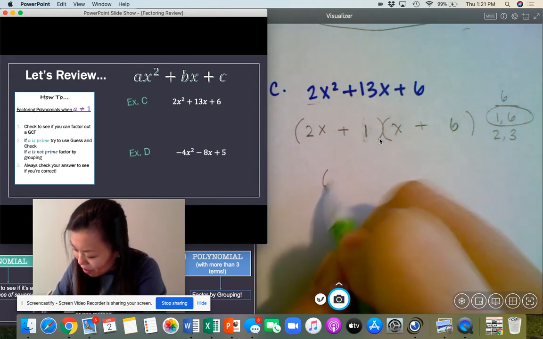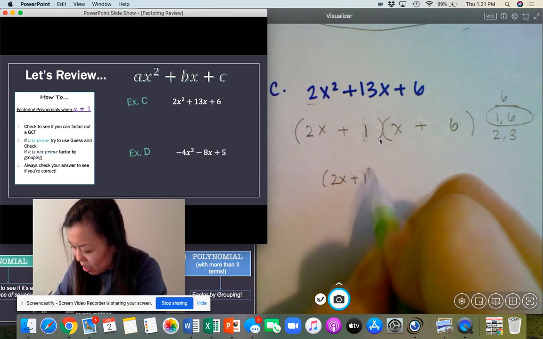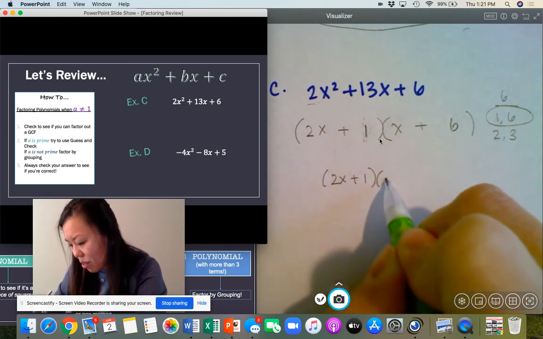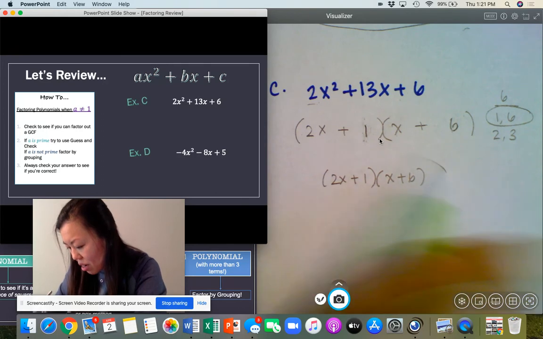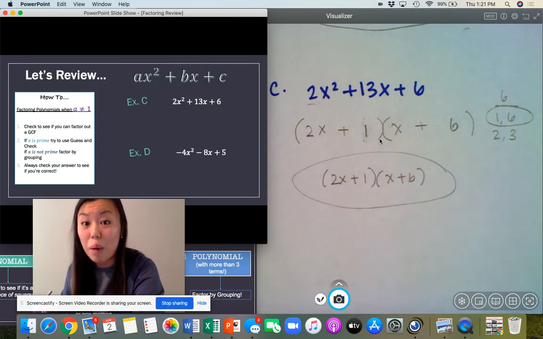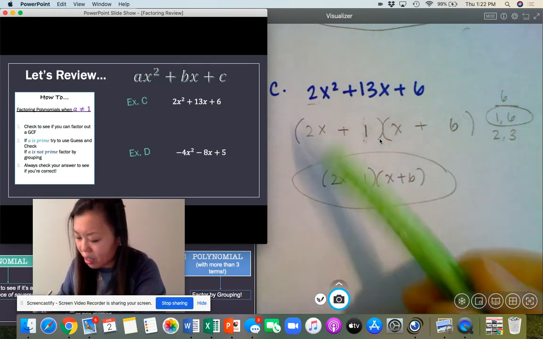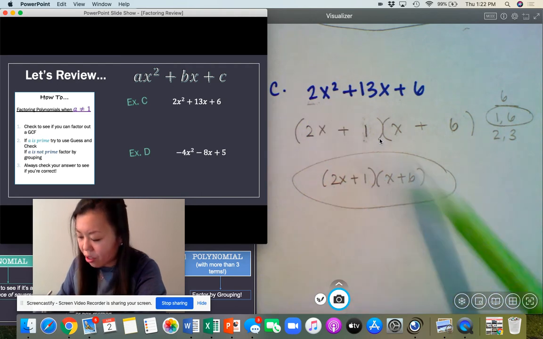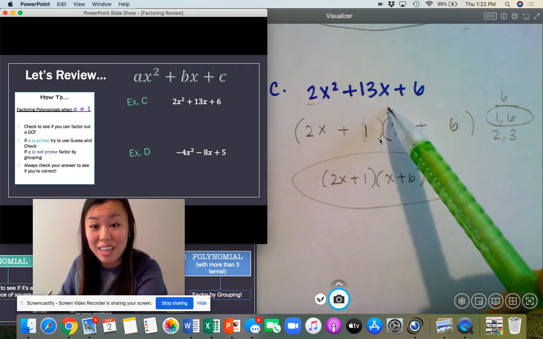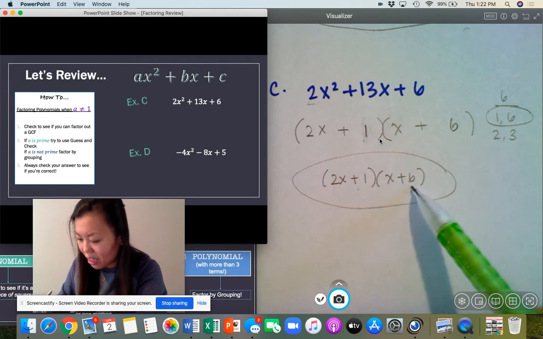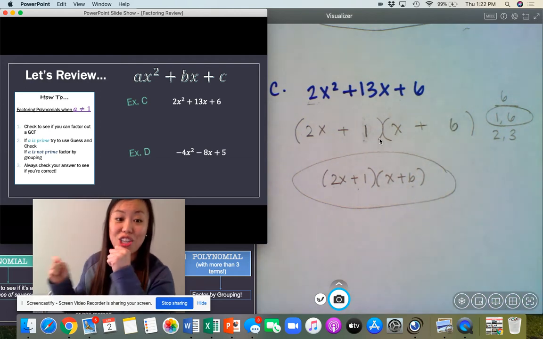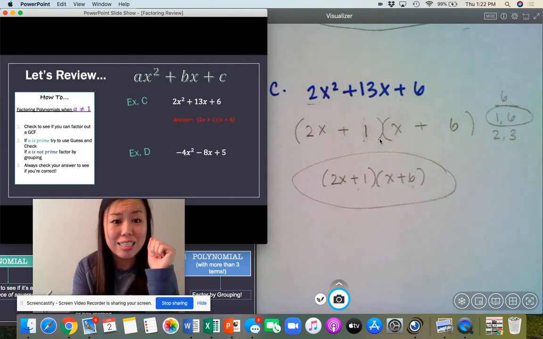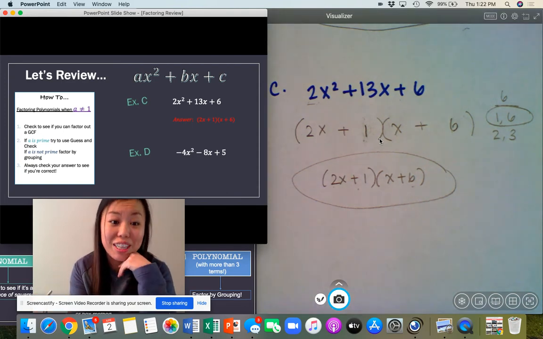So I'm going to write my final answer, because that was a little messy up there. The quantity 2x plus 1 times the quantity x plus 6. I'm going to circle that final answer. Double check my work. 2x times x gives me the 2x squared. Outer 12x plus 1x gives me the 13x. Nice. 1 times 6 gives me positive 6. Beautiful. Let's check our work. We got it.